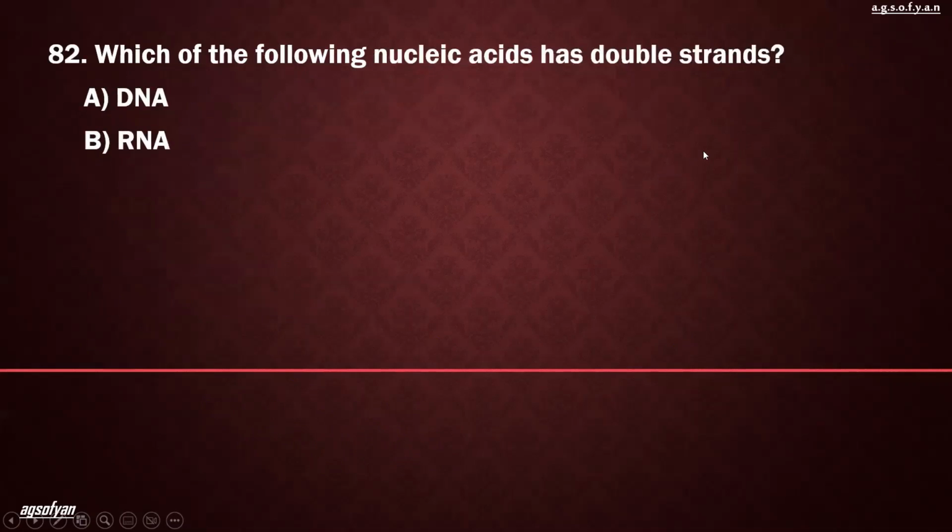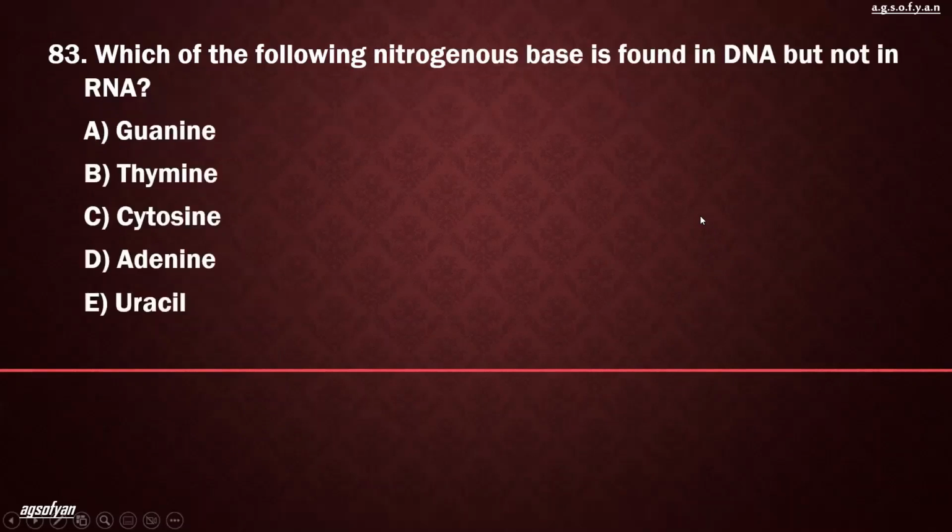Which of the following nucleic acids has a double strand? This one should be so easy. Which one is that? DNA. Okay, you can skip this one. You already know DNA is double stranded. How about this? Which one is only found in the DNA, not in the RNA? Is it thymine? Thymine. Okay. Thymine is only in the DNA. You get this one? How about the other one? Which of the following is only in the RNA, not in the DNA?